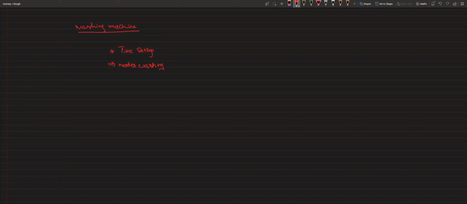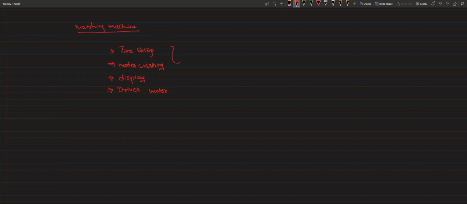Then we have display features, like what mode it is operating. We have the display feature, and we also drive the motors. I mean, internally it drives the motor.